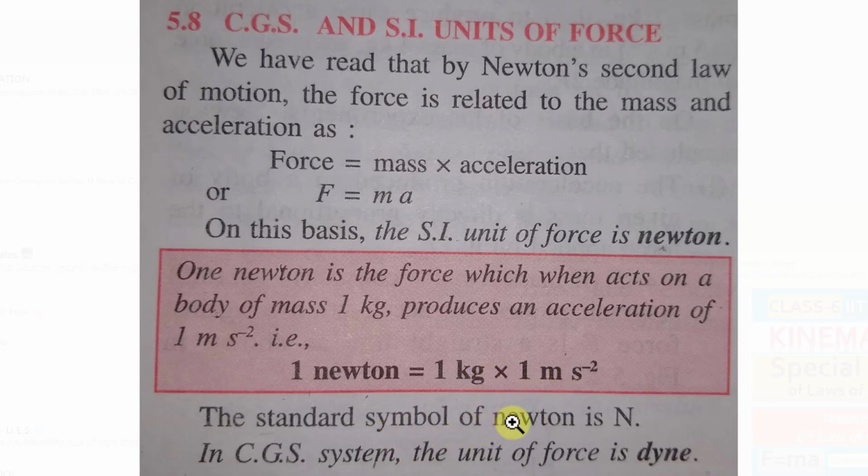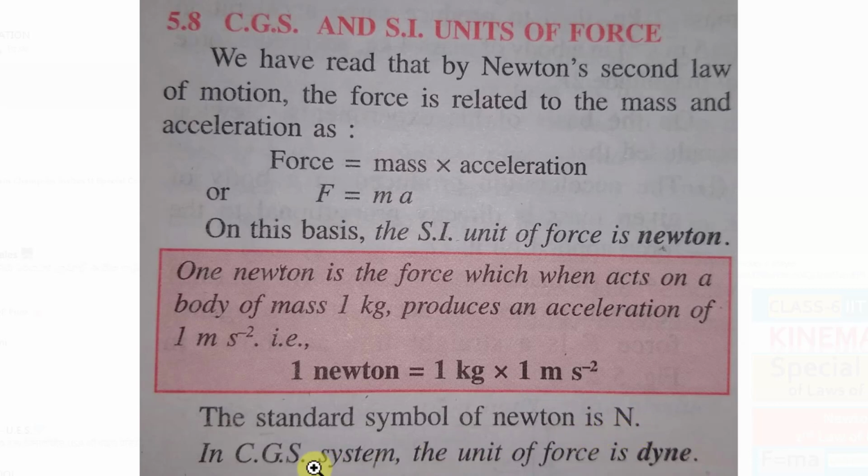The standard symbol of Newton is capital N. When we write the full form, Newton, the first letter will be small. But when we write the symbol of Newton it must be capital N, because it is a unit which is named after the name of the scientist. That's why its symbol is capital N.